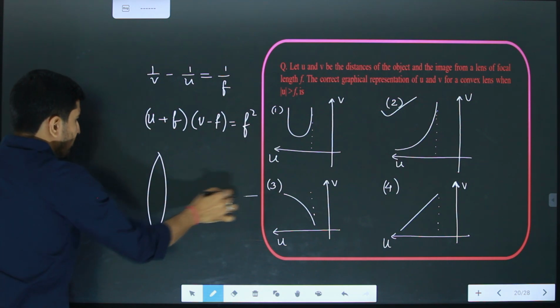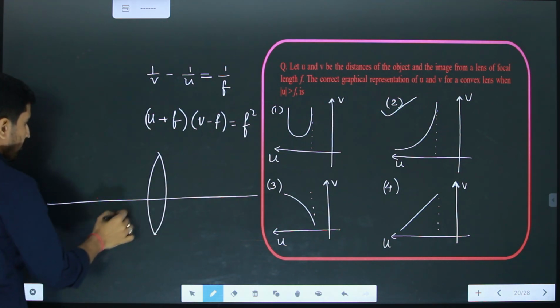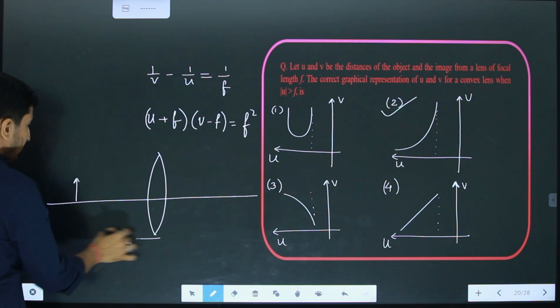Well, if you know the image formation diagram of a convex lens, still you can identify this. Okay. How? You see, this is my object distance.